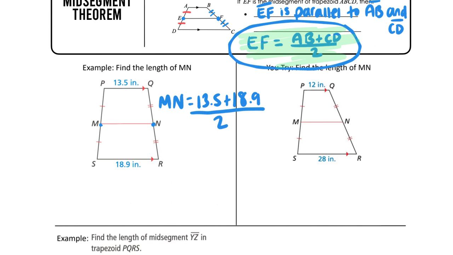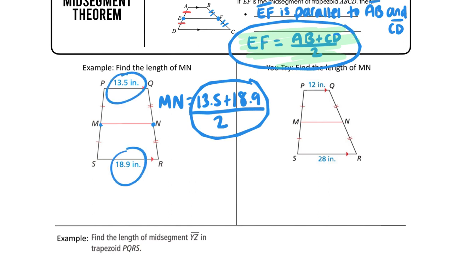Oops, hold on, my calculator's not working. 13.5 plus 18.9. I don't know, my calculator's being crazy. Anyway, just type that in a calculator and see what you get. So that's the length of the midsegment. It's got to be in the middle of these two numbers, or in between those two numbers. Otherwise, it doesn't make sense because we're just averaging them. So it should be right in the middle.